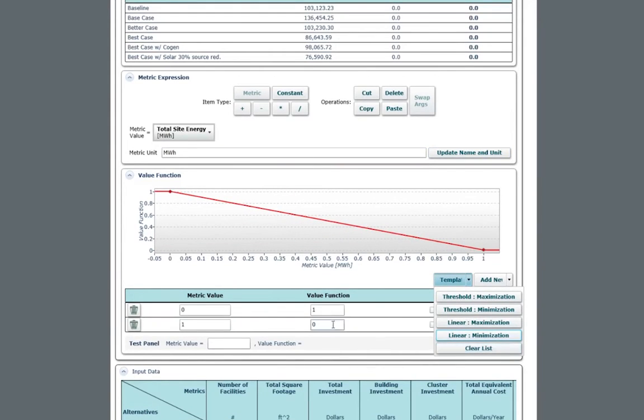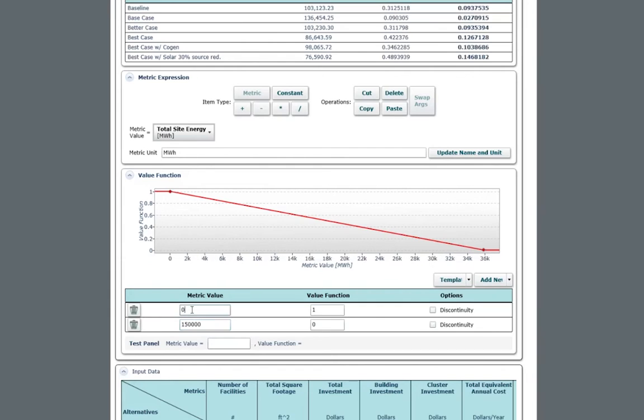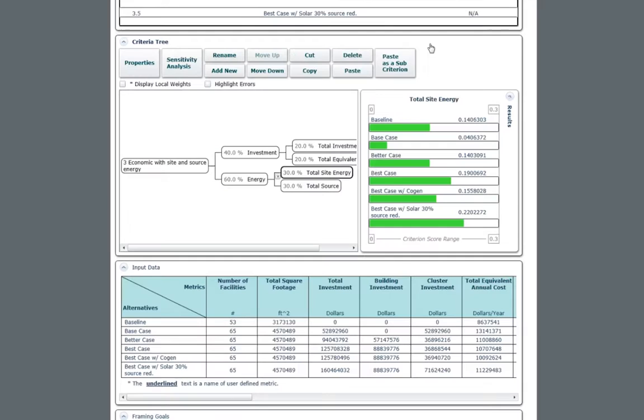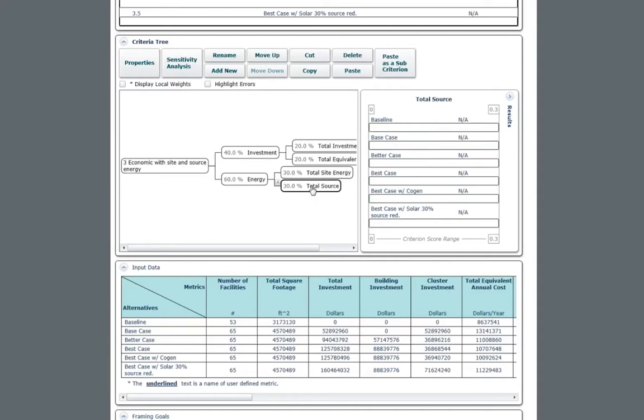We said 150,000 would have been bad, right? Something greater than this base case. And we said if we did 50,000, that would be really good. That would even be better than this. That's megawatt hours, just so we remember our units for those values. So we went to 150,000 megawatt hours or 50,000 megawatt hours for total site energy, which is right here. We can see the scores here. Our base case has a low score, and our best case with solar at 30% reduction has our best score in this particular case. All right, so the only thing we haven't done is this total source.